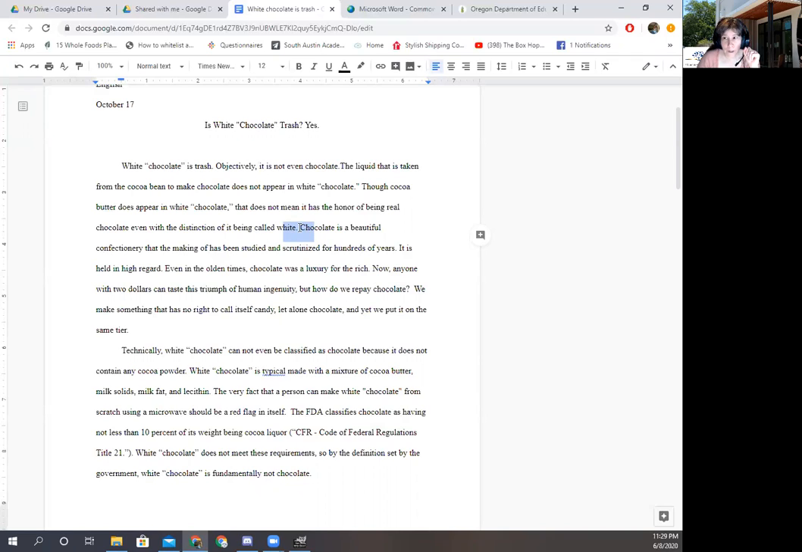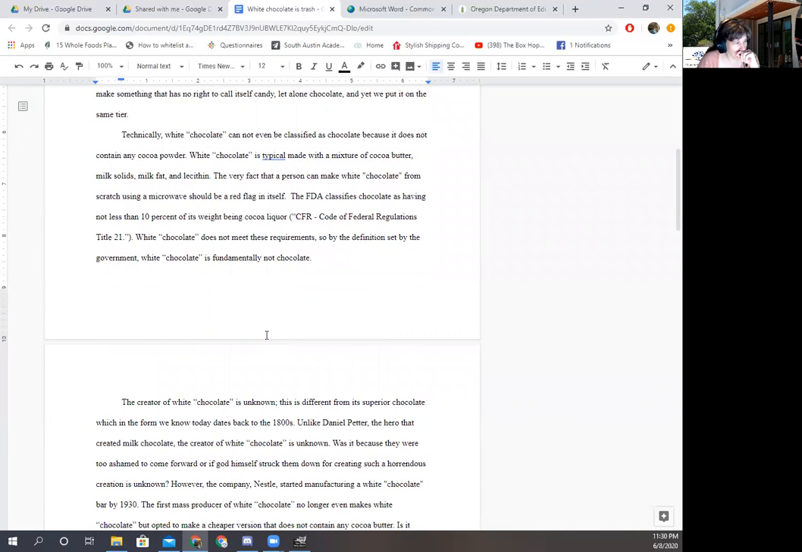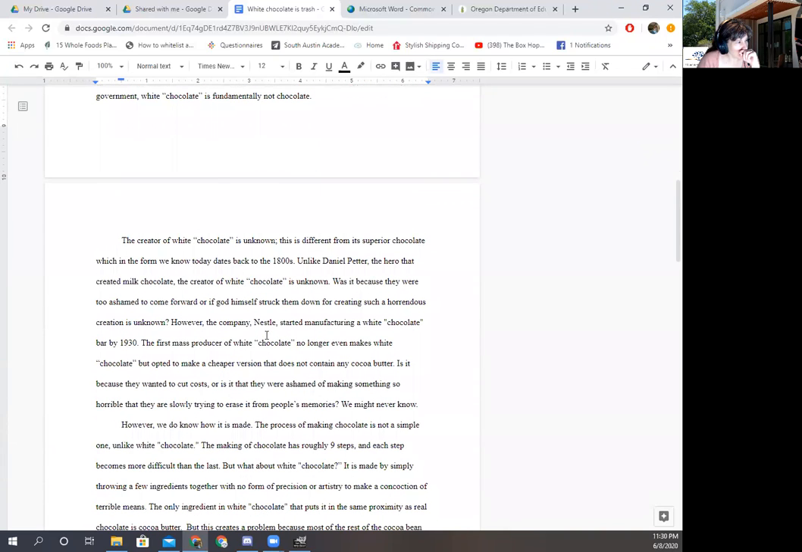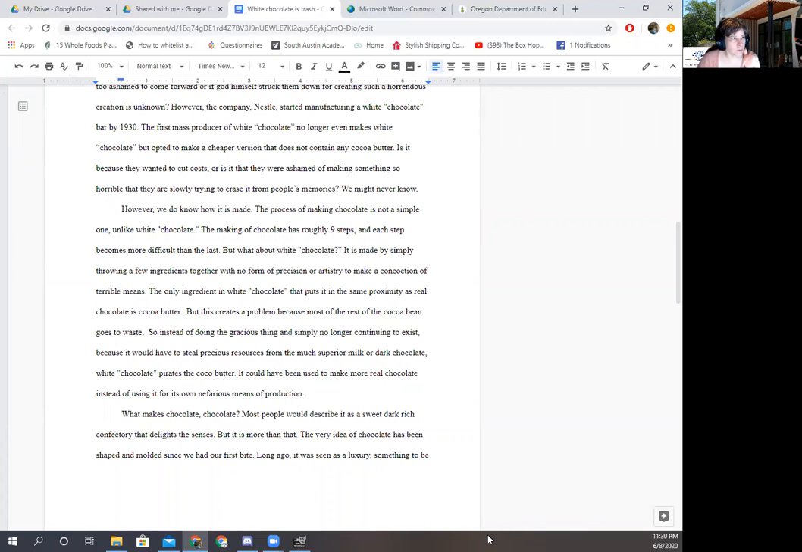So it's not perfect. But then the rest of these sentences, even in the olden time, chocolate was a luxury for the rich. Now, anyone with $2, this all is making sense to me and seems to be organized, these thoughts here. So not perfect, might give a little deduction in there. One thing after looking at this intro that I would be looking for is counter arguments. Does the student have counter arguments as to why some people like white chocolate? So really, that would be the main other thing that I would be looking for.